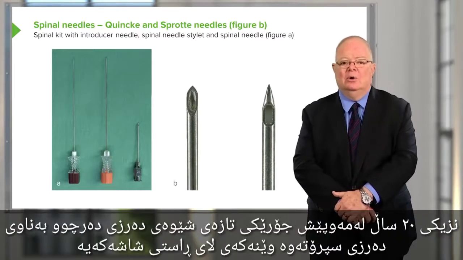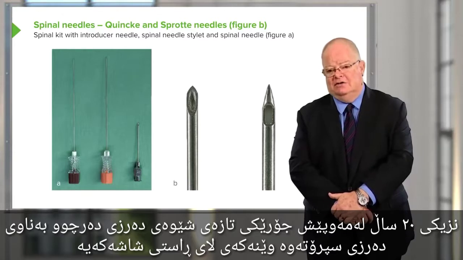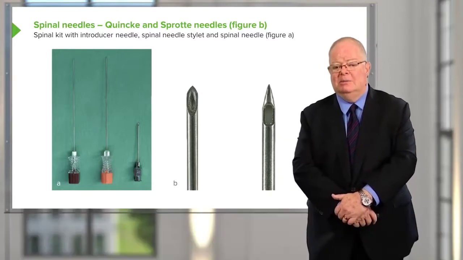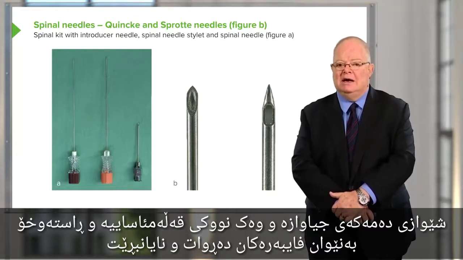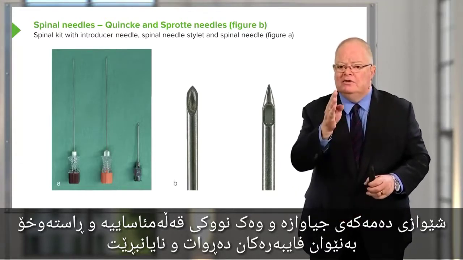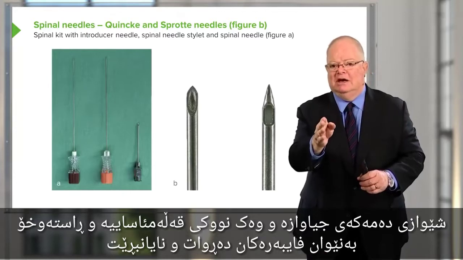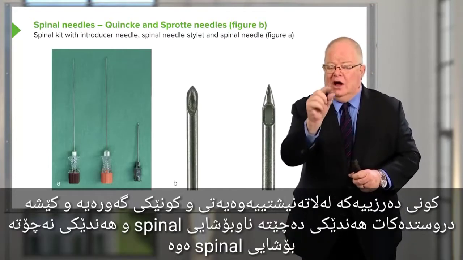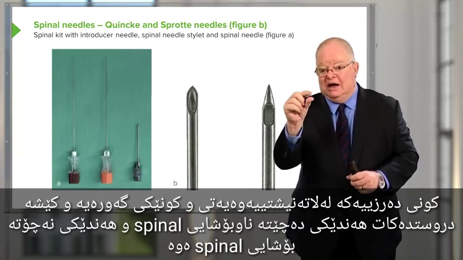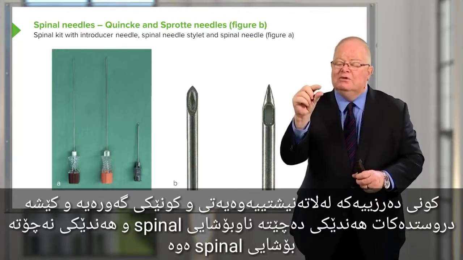About 20 years ago, a new type of needle was introduced, and this was the Sprotte needle. And that's the one on the right of this diagram. And you can see that the tip is different. It's a pencil point tip. It has no cutting edge. It basically forces its way between the fibers of the ligaments without cutting them. The hole in this needle is not right at the tip. It's a little bit down the shaft. And in the Sprotte needle, it was a very big hole.